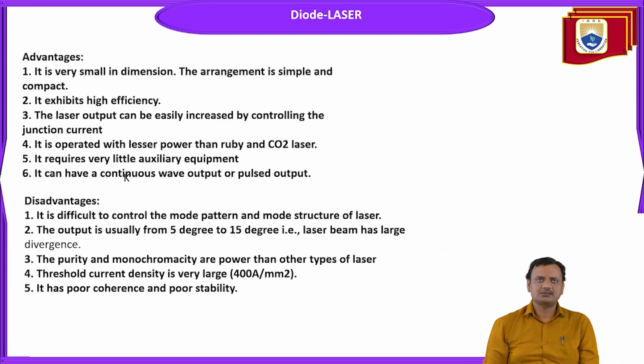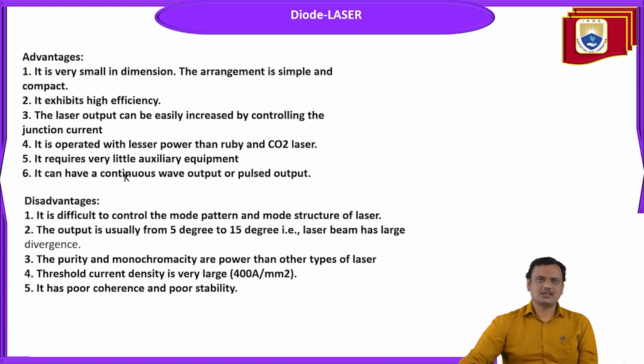So what are the advantages? It is very small in dimension. The arrangement is simple and compact, highly efficient. The laser output can be easily increased by controlling the junction current or biasing voltage. It is operated with lesser power, means less power is required for getting the laser light in comparison to carbon dioxide laser. It requires very little auxiliary equipment, so very cost effective. Very simple things are needed to build the laser diode. It can have a continuous wave output or pulse output.